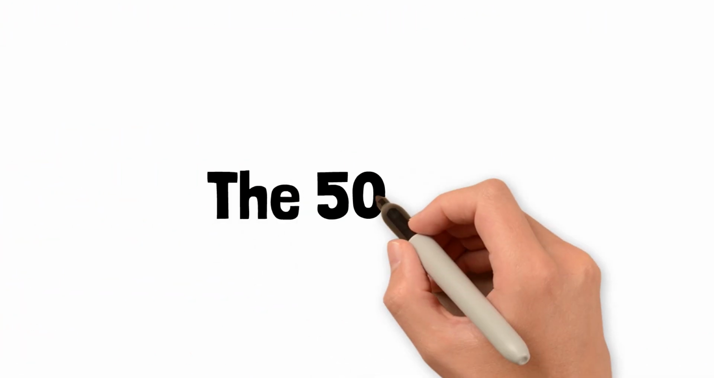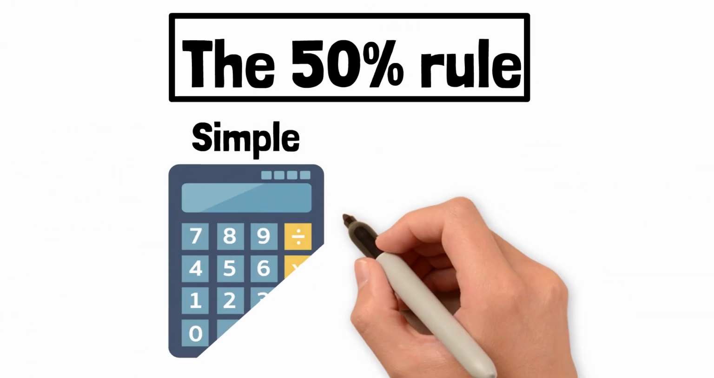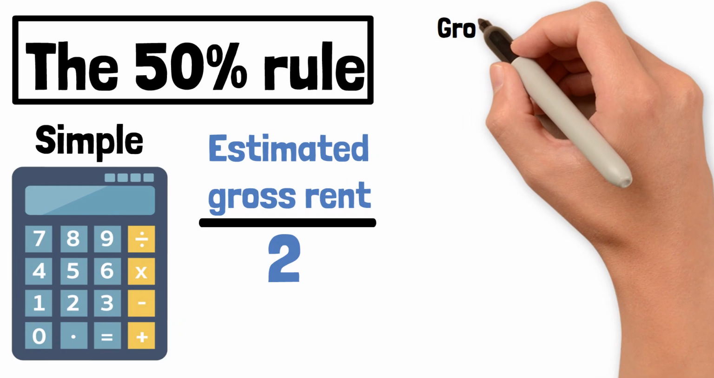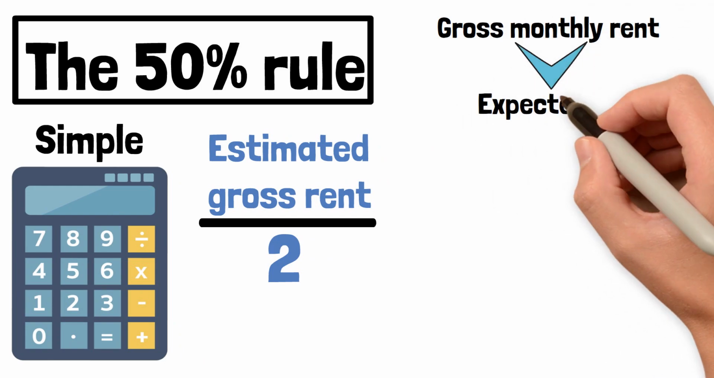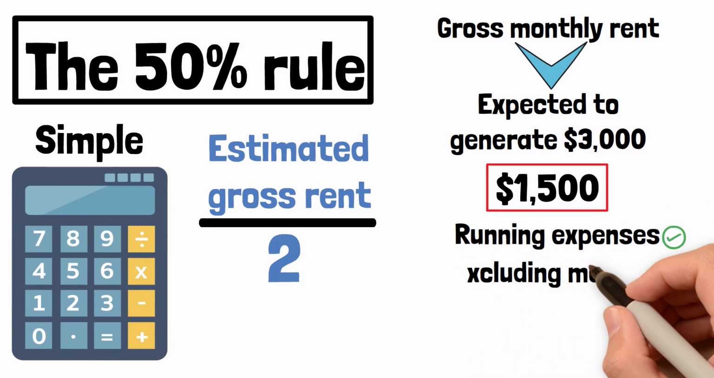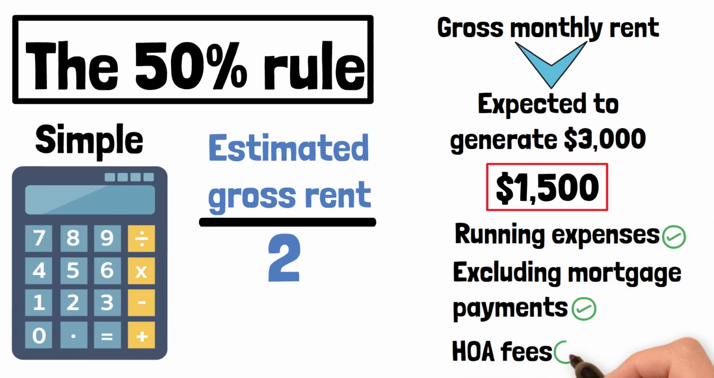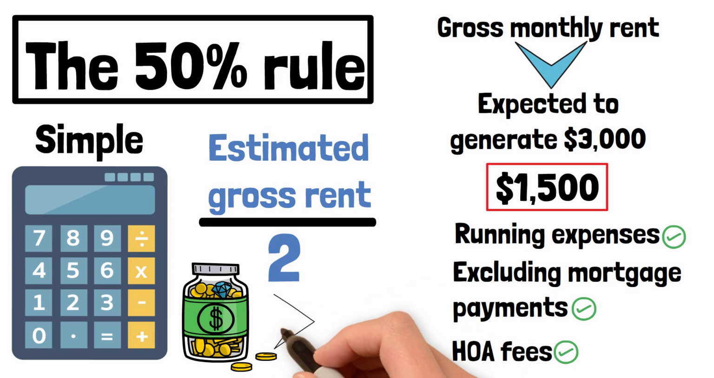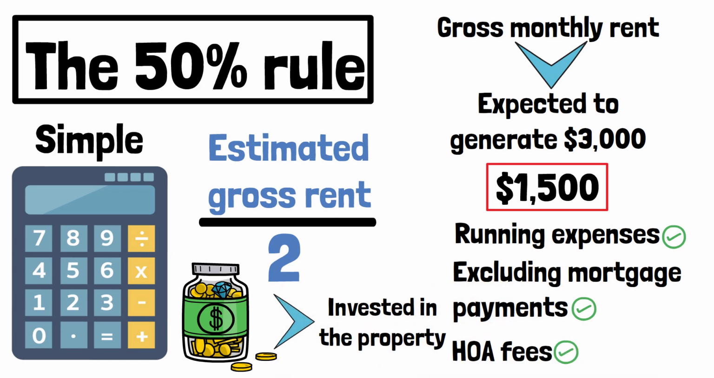The 50% rule is simple to calculate. Divide the estimated gross rent by 2. For instance, if a property is expected to generate $3,000 in gross monthly rent, $1,500 would be set aside for running expenses, excluding mortgage payments and HOA fees. This can indicate how much money you could make if you invested in the property.